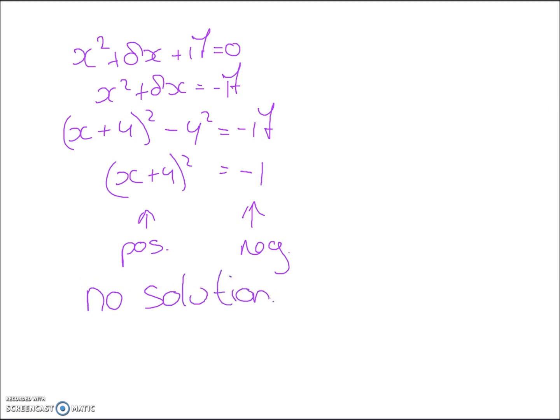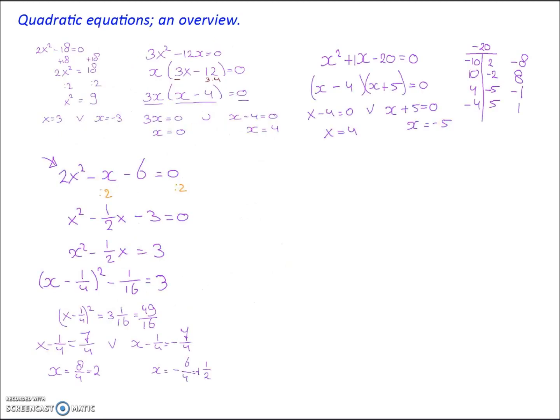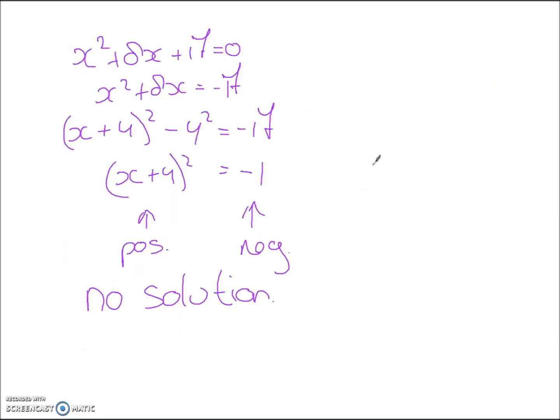So I said before that a quadratic equation often has two answers. This one had two answers, this one had two answers, this one had two answers, and this one had two answers. Now this equation has no answers. There's no solution possible.